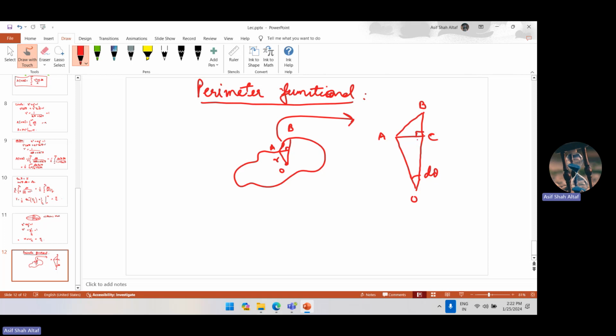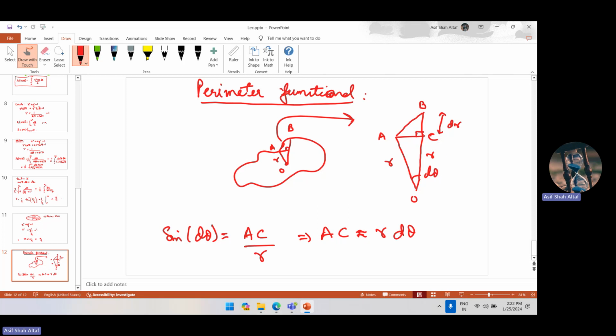So for AB, we need to first know AC. Now this distance from A to O, let's call it R. Similarly, C to O will be R. The small increment here, let's call it dr. Fine. So let's try to find sine d theta, which will be AC by R, right? So we can say AC equals R d theta for very small d theta.